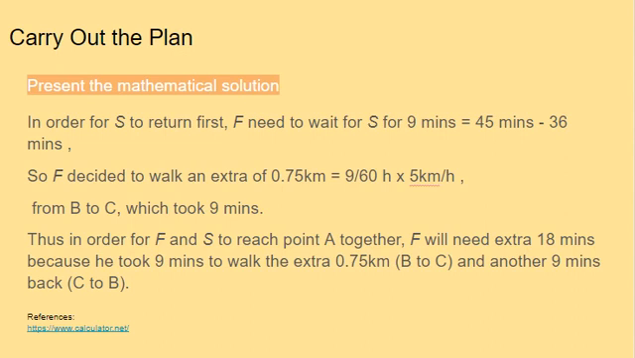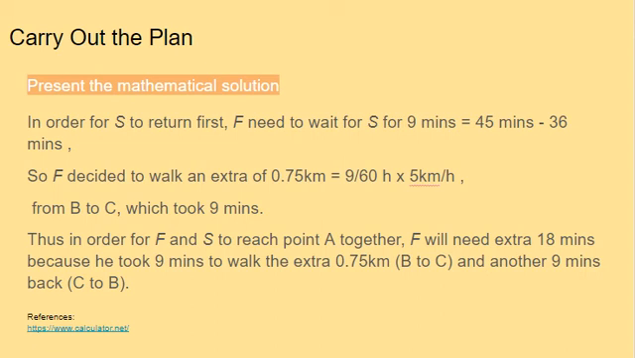So for the fast walker we name it F, and for the slow walker we name it S. Okay, so in order for S to return first, F needs to wait for S for 9 minutes. So F decided to walk an extra of 0.75 kilometer. So 9 divided by 60 hours times 5 km, and from B to C, which took 9 minutes.